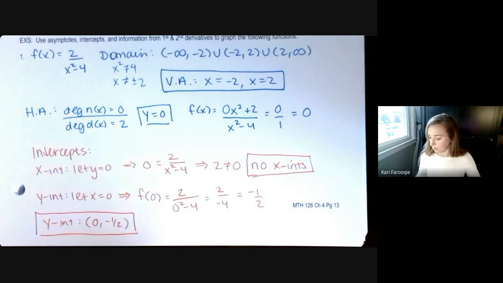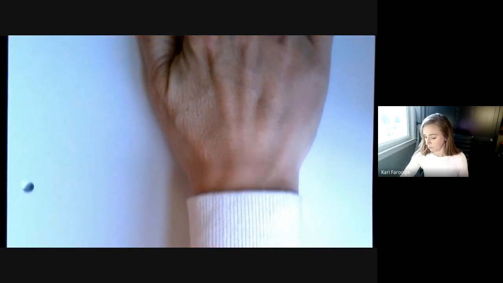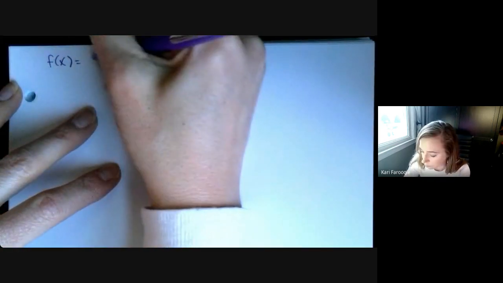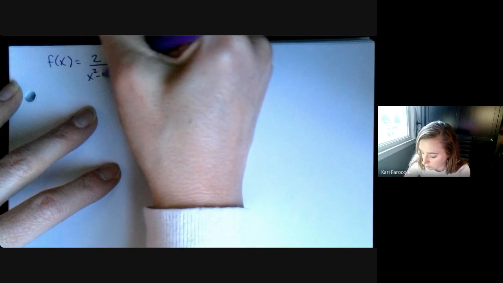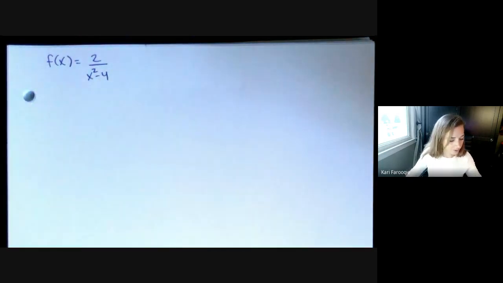All right, so now go to the next page. I'm going to rewrite my function at the top because I'm going to have to do a little bit of work on it. So I'm going to rewrite f of x equals 2 divided by x squared minus 4. All right.